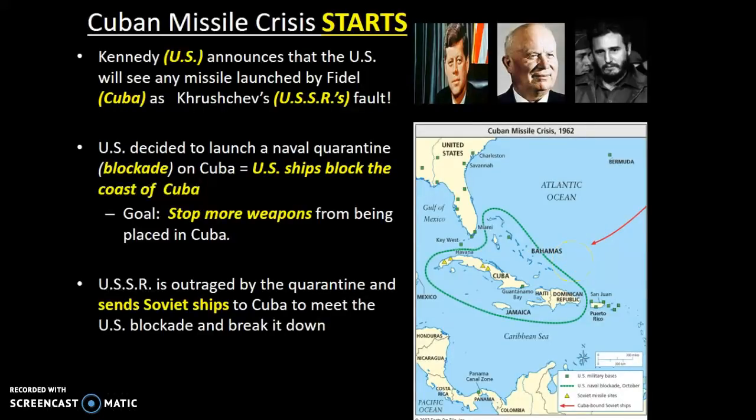JFK and Nikita Khrushchev are pretty much now coming close to creating the first physical contact between American soldiers and Soviet soldiers. Thus far, during the Cold War, American soldiers and Soviet soldiers have not physically come into combat. There has not been any physical combat in Germany, in China, in Vietnam, in Korea. There has not been any physical combat between Soviet and American soldiers yet. And during this particular part of the Cold War, during the Cuban Missile Crisis, it appears that for the first time in Cold War history, there might actually be some physical combat and contact between American and Soviet soldiers.